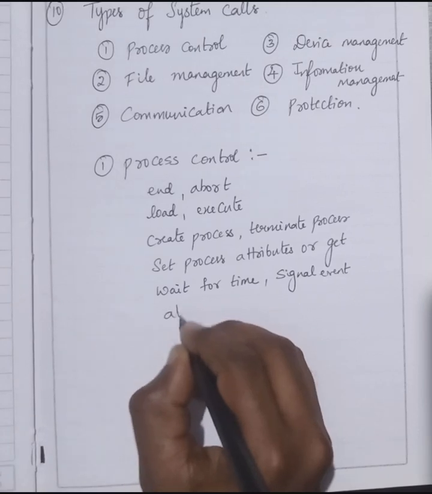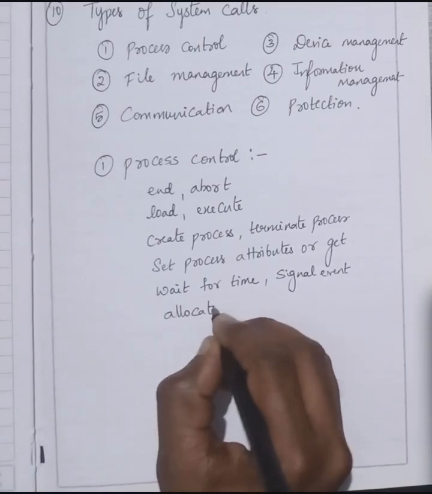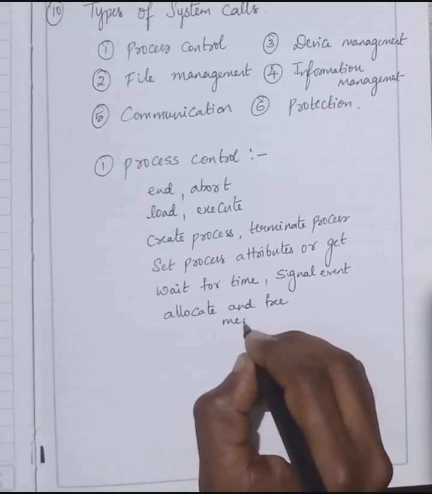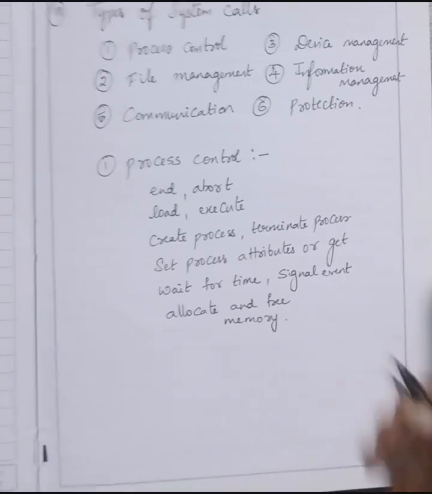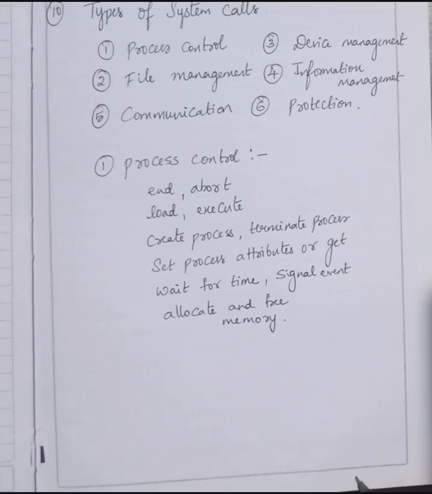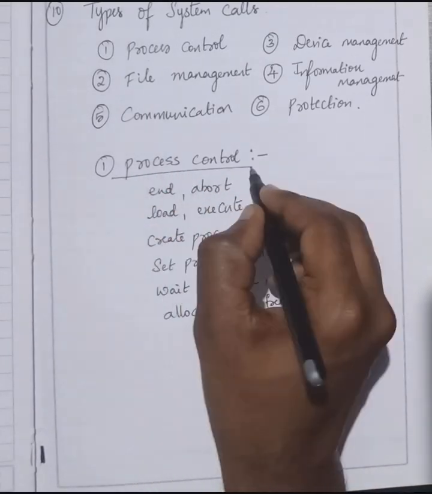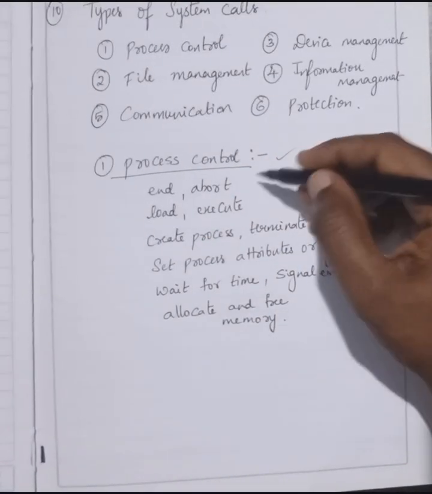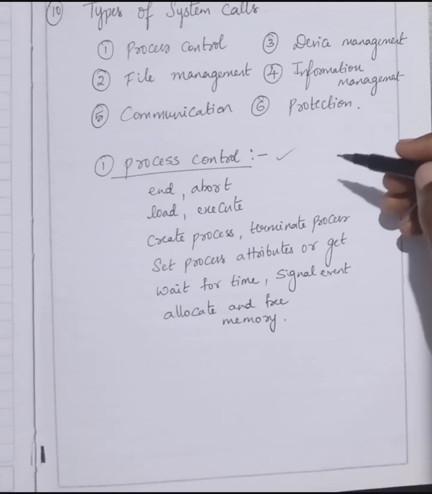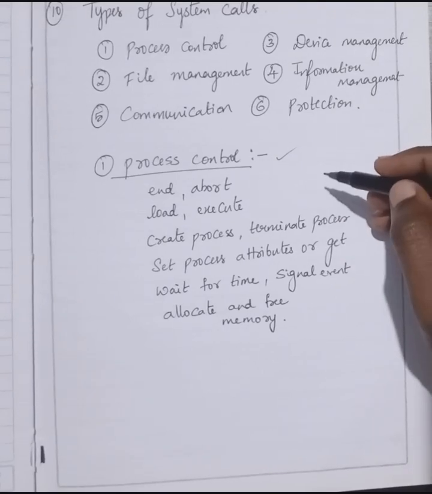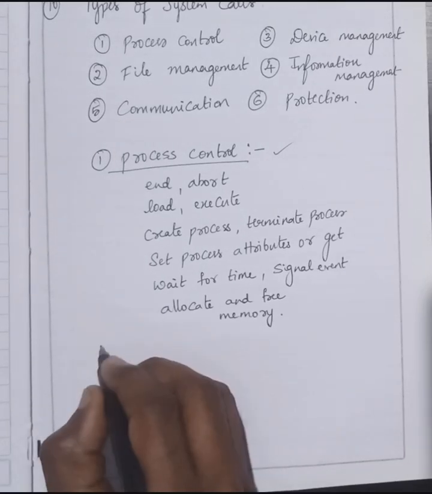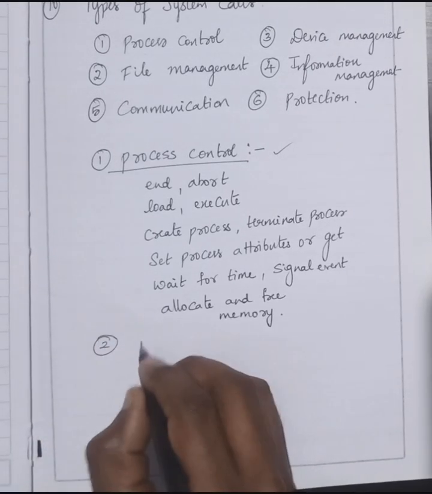Again, whenever we want to allocate memory or free the memory, we also have a system call. So these are the different types of system calls that come under process control. Whenever you're executing a process or you want to run a process, these are the different types of system calls that are called under process control. So this is the first part. Now we'll see the second part, that is file management.